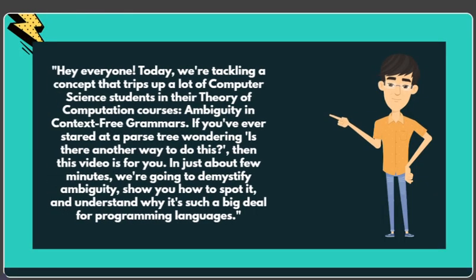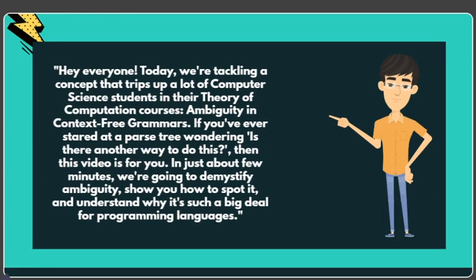Hey everyone! Today, we're tackling a concept that trips up a lot of computer science students in their theory of computation courses: ambiguity in context-free grammars. If you've ever stared at a parse tree wondering, is there another way to do this? Then this video is for you. In just a few minutes, we're going to demystify ambiguity, show you how to spot it, and understand why it's such a big deal for programming languages.